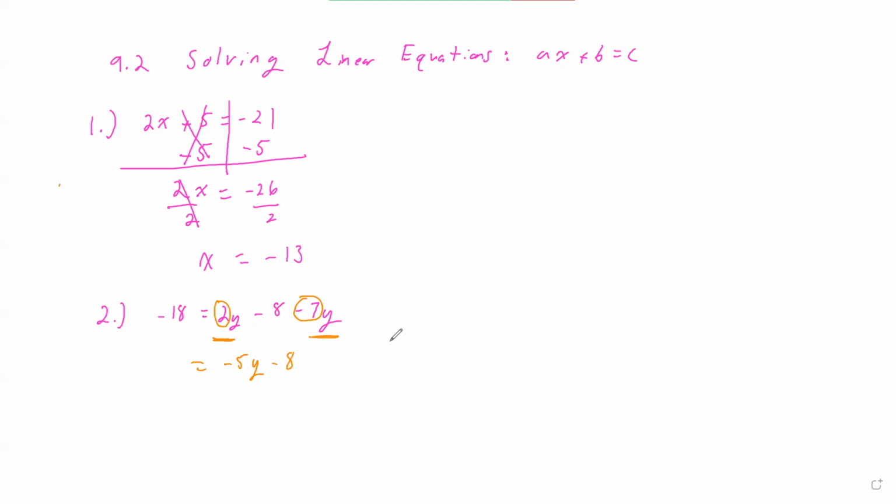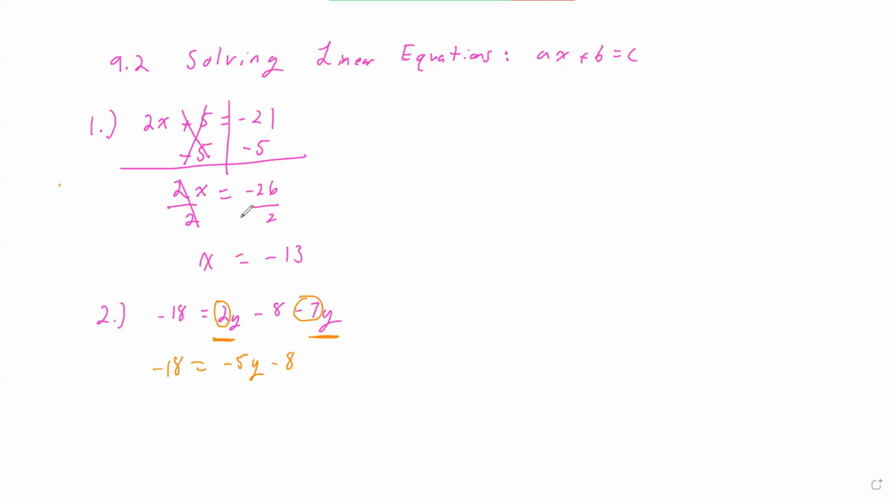Most students always ask me, does the order of this matter? Could I have written negative 8 and then said minus 5y? By all means, you can. I'm just so used to standard form, which is typically the letter and then the constant. But I'm okay either way. They mean the same thing as long as you're keeping the signs with the numbers.